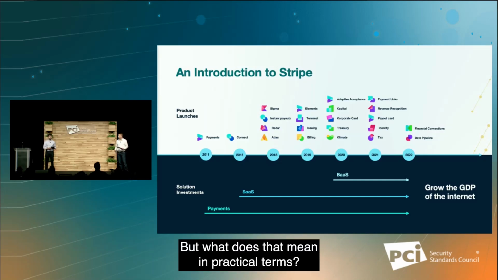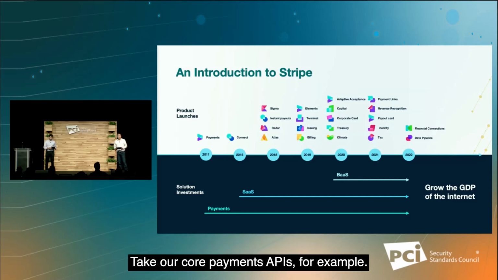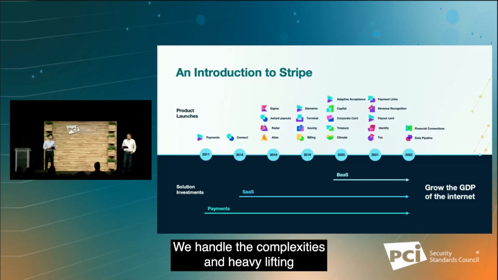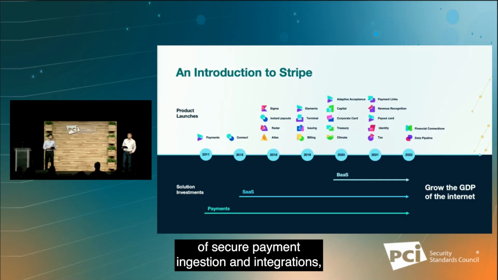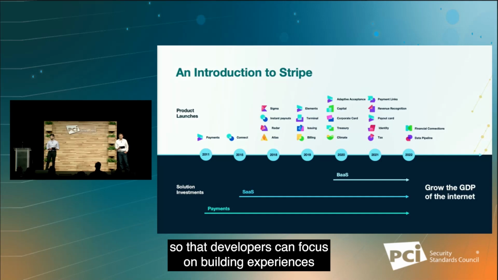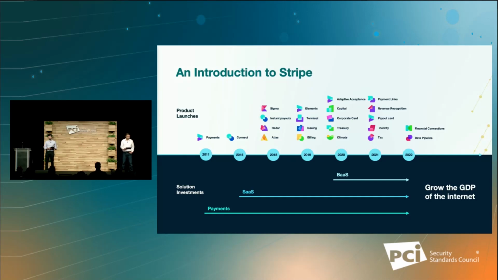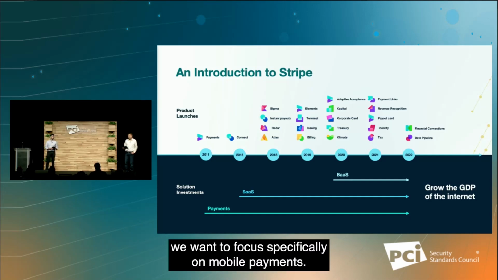But what does that mean in practical terms? Take our core payments APIs, for example. We handle the complexities and heavy lifting of secure payment ingestion and integrations so that developers can focus on building experiences that delight users. But for today, though, we want to focus specifically on mobile payments.